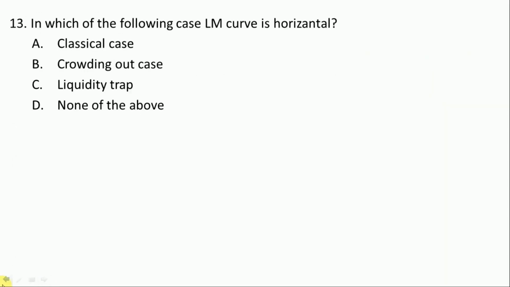Then the 13th question is about in which of the following cases the LM curve is horizontal, and the correct answer is liquidity trap. जब liquidity trap होता है, in which what happens, the rate of interest is at the lowest level and any commercial bank doesn't want to reduce the rate of interest less than that. So at that rate of interest, at that liquidity trap, the LM curve becomes horizontal. So the correct answer is liquidity trap.